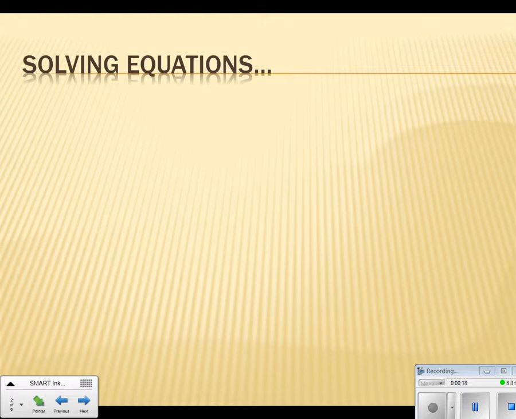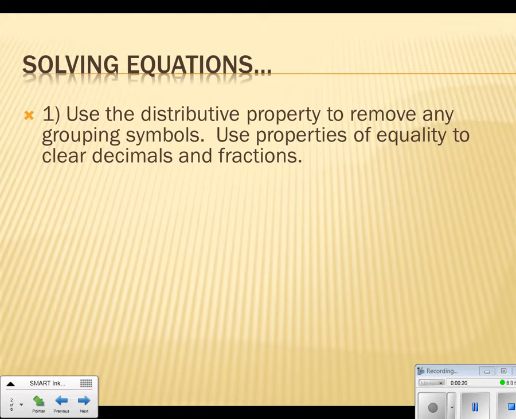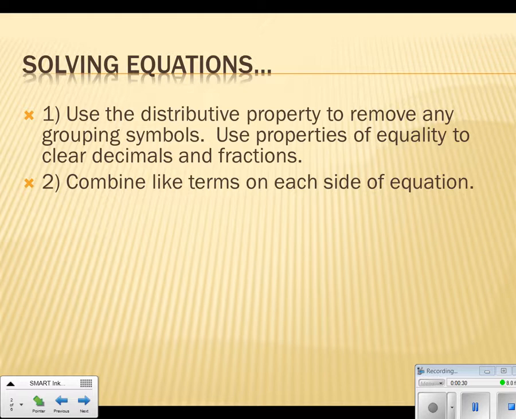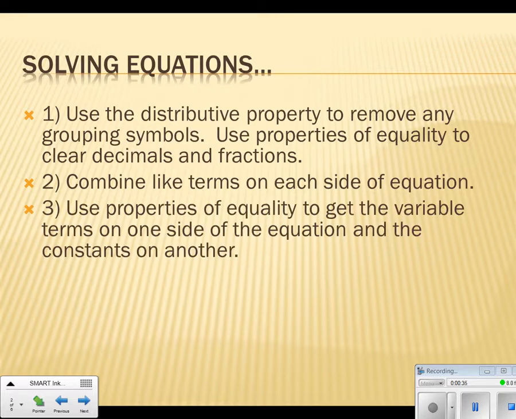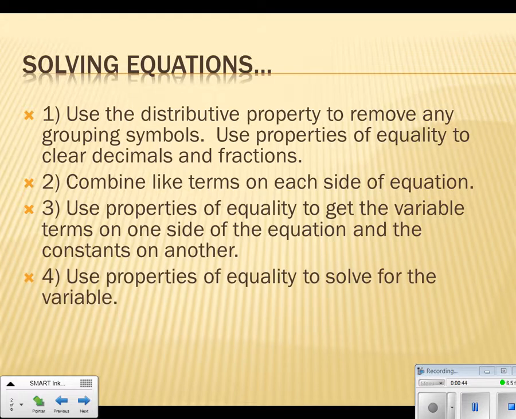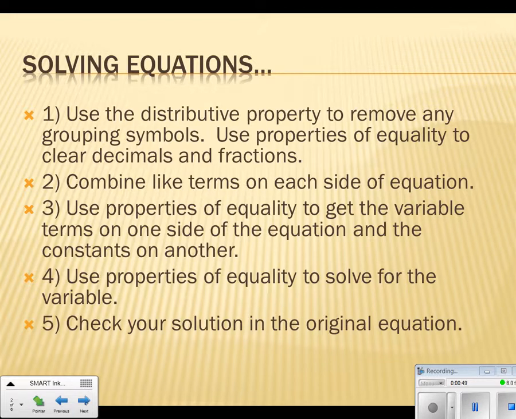When you're solving equations, first, you should use the distributive property to remove any grouping symbols. Use properties of equality to clear decimals and fractions. Second, combine like terms on each side of the equation. Third, use properties of equality to get the variable terms on one side of the equation and the constants on another. The fourth step, use properties of equality to solve for the variable. And fifth, always check your solution in the original equation.